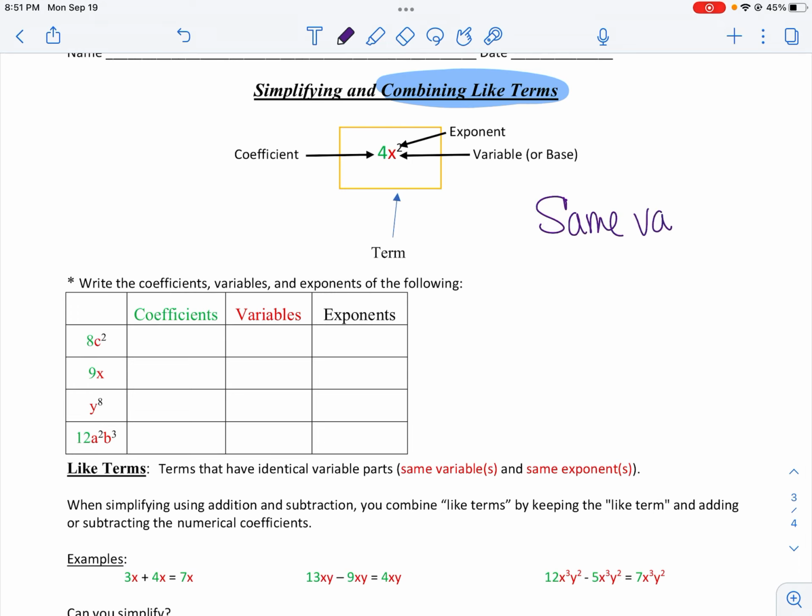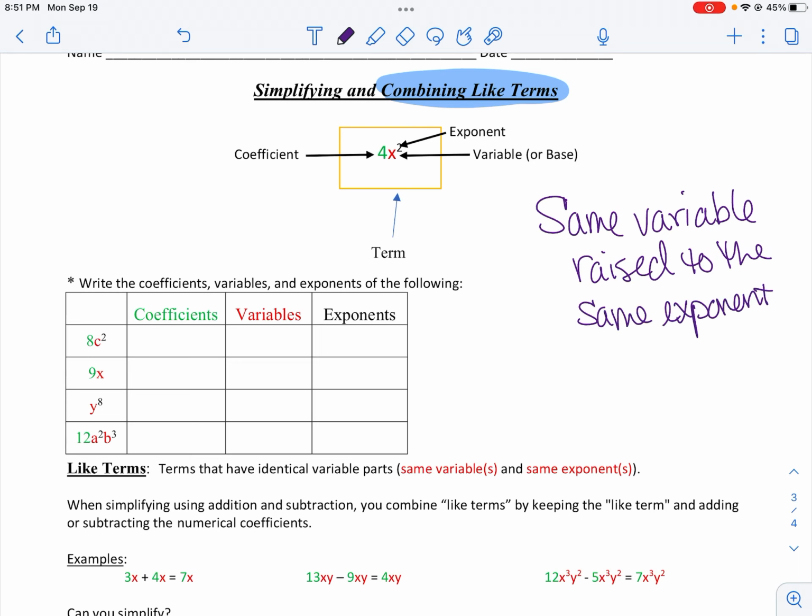It's written down below, but I'm going to make it nice and big here. Same variable raised to the same exponent. Okay, and this combining like terms helps us simplify our expressions so that they are eventually easier to solve when they're part of an equation. So same variable raised to the same exponent, that's what we're looking for when we want to combine like terms. Okay, and your learning target for this part is I can combine like terms.